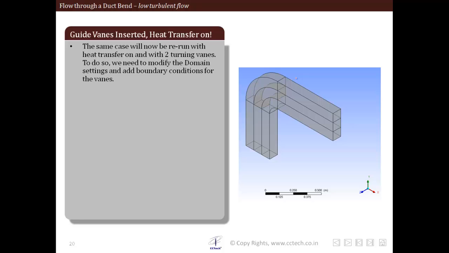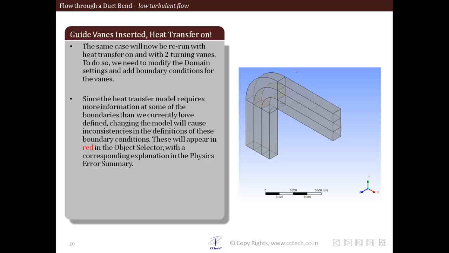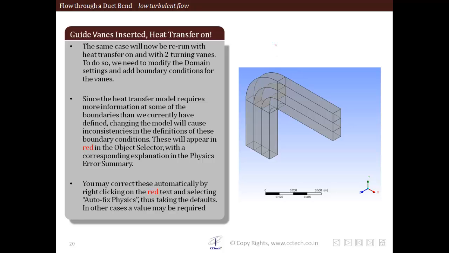To do so, we need to modify the domain settings and add boundary conditions for the vanes. Since the heat transfer model requires more information at some of the boundaries that we have currently defined, changing the model will cause inconsistencies in the definitions of these boundary conditions. These will appear in red in the object selector with a corresponding explanation in the physics error summary. What we can do is correct these automatically by right-clicking on the red text and selecting Autofix Physics, thus taking the defaults. In other cases, a value may be required.